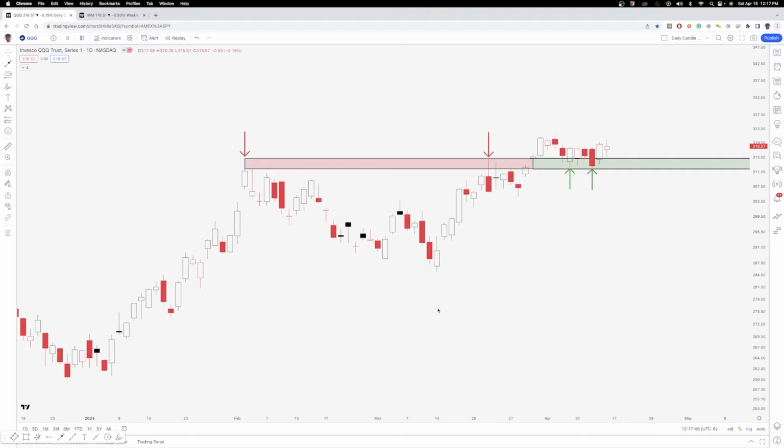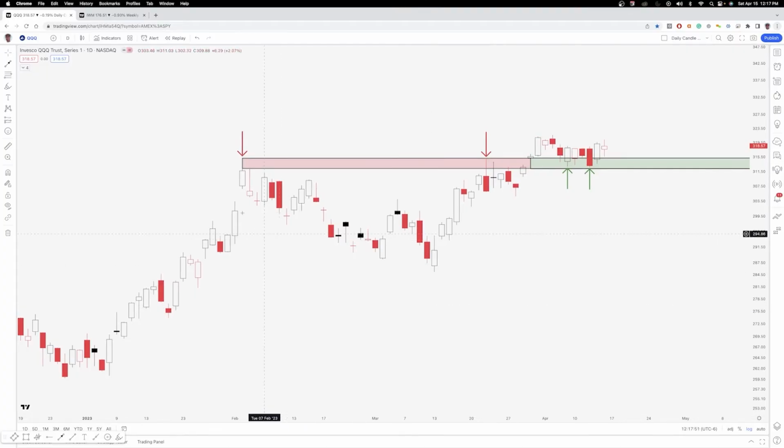So here's a very simple example on the Qs. You had price having trouble getting through this horizontal level multiple times over about a month and a half time frame. You can see that here shown by these red arrows. Now what happened was you finally had a breakout of this area, you had a pullback, and this previous resistance zone now flips to support.